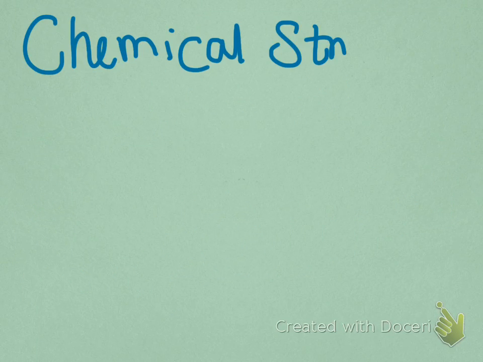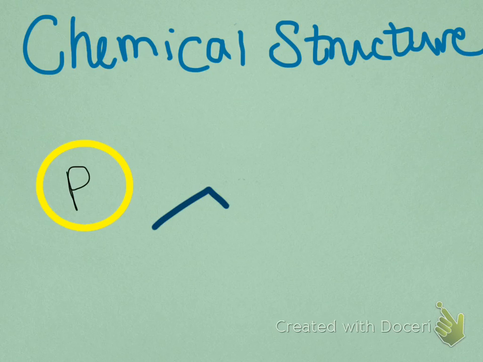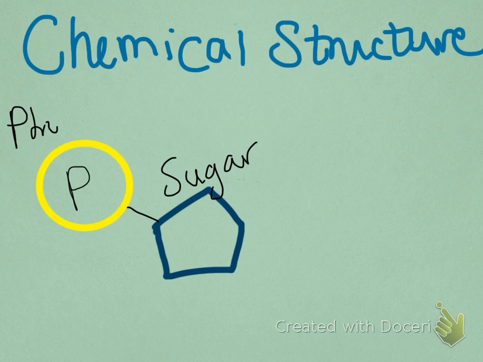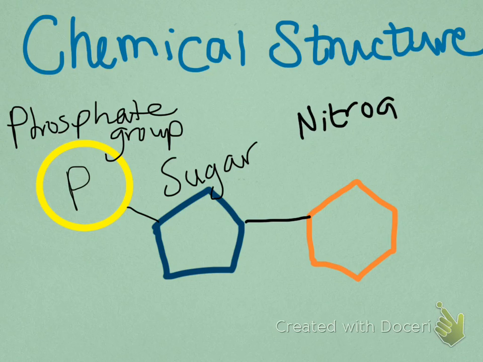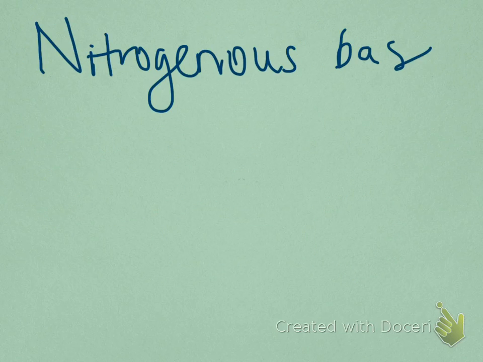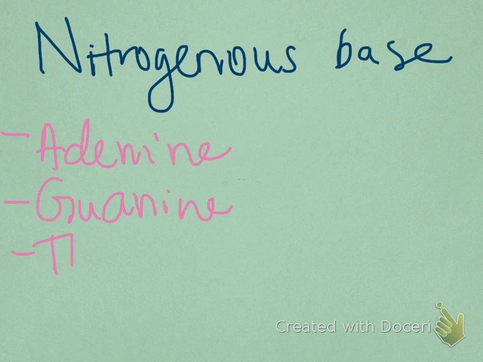So the chemical structure of DNA is, first, it contains a phosphate group connected to a sugar, which is connected to a nitrogenous base. These bases can either be adenine, guanine, thymine, or cytosine.